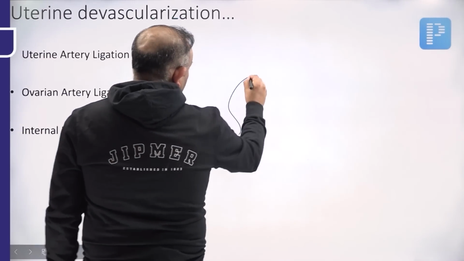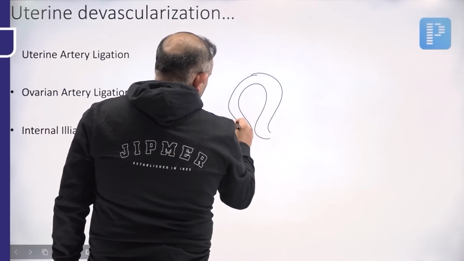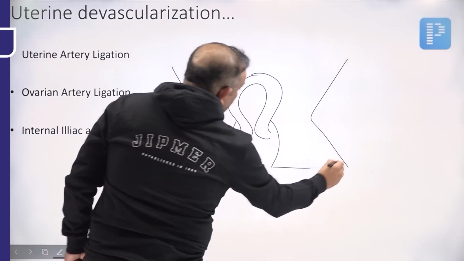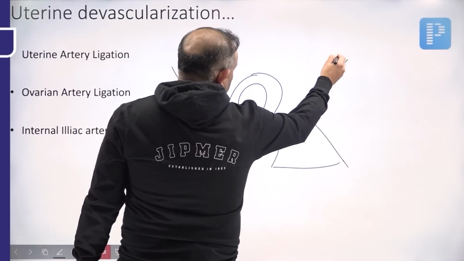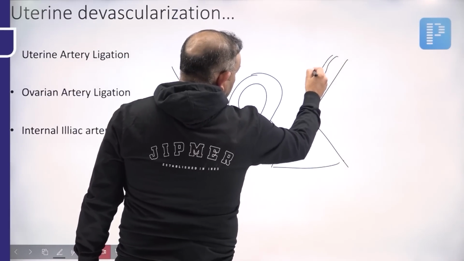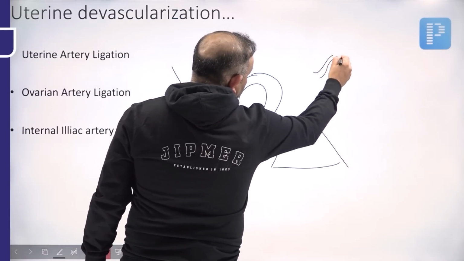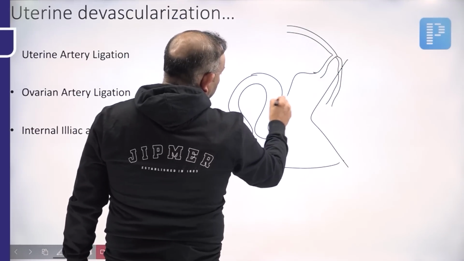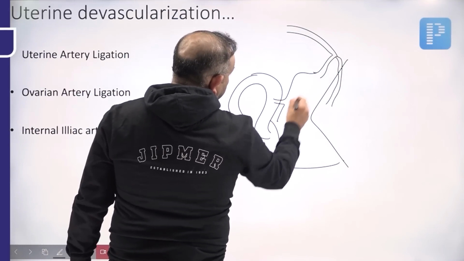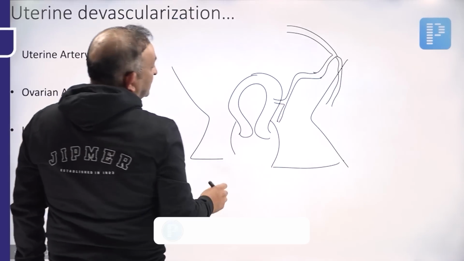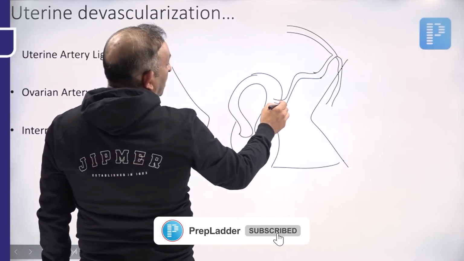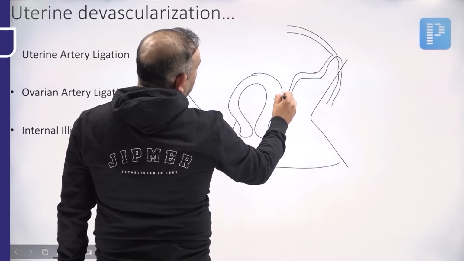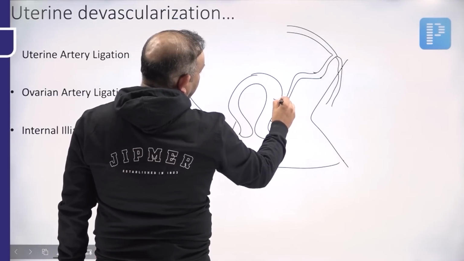So you understand very well how the blood supply works. This is the pelvis. The internal iliac artery here, of course the external going like this and becoming the femoral later. This is the common iliac. So the internal iliac is going to give the uterine artery here. So when you are going to stop the bleeding, first you think of the uterine artery ligation. So you do the ligation here.